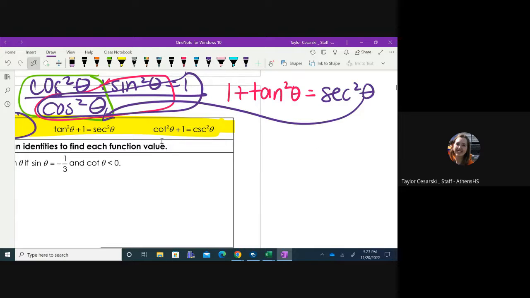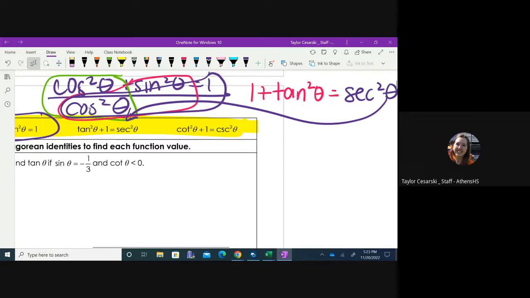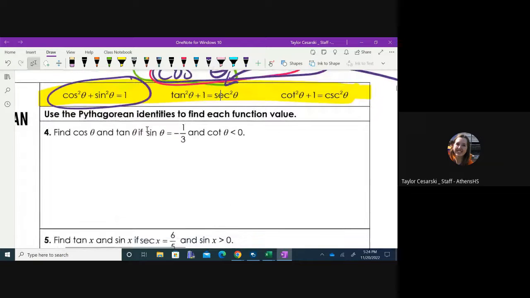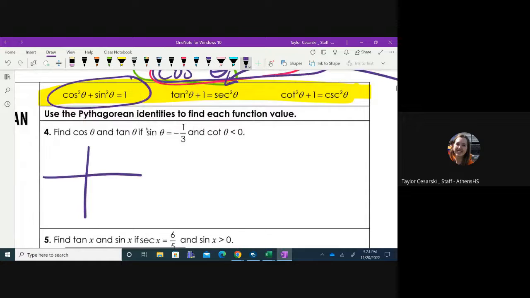You could do the same thing to get the third one, but instead of dividing everything by cosine squared, divide everything by sine squared. So that's just a reminder, you need to memorize the first one, but if you have that one memorized, you can get the other two. All right, so let's do another one, number 4. Number 4 is very similar to what we did on the front.